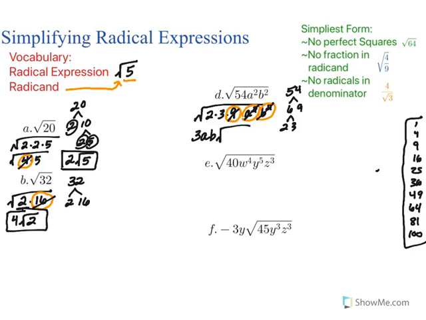And then what I'm left with on the inside is 2 times 3. I'm going to combine those to give me 6. And so my simplified radical expression here would be 3ab times the square root of 6. Alright, let's look at another example.